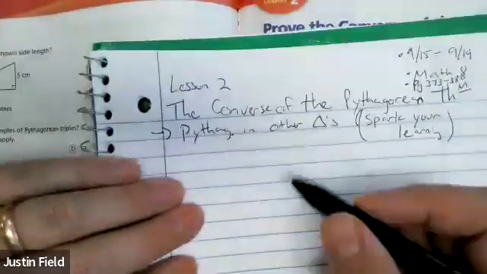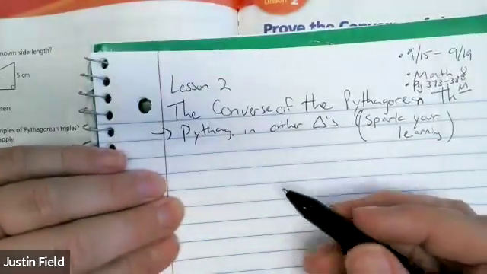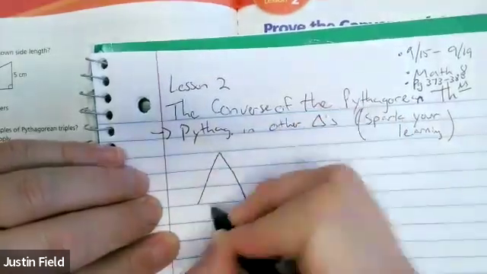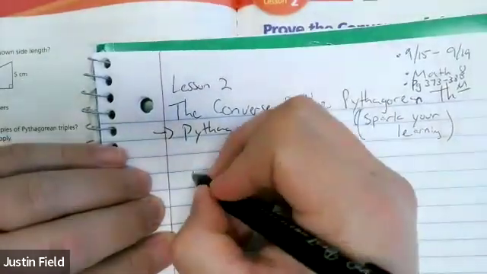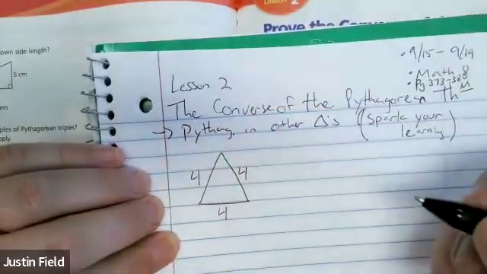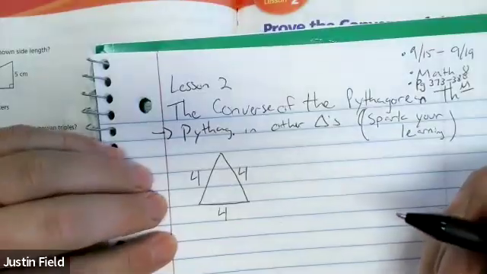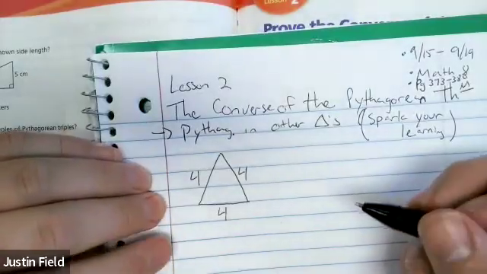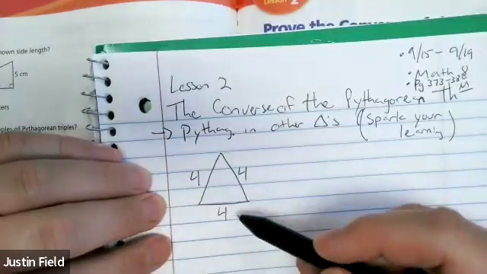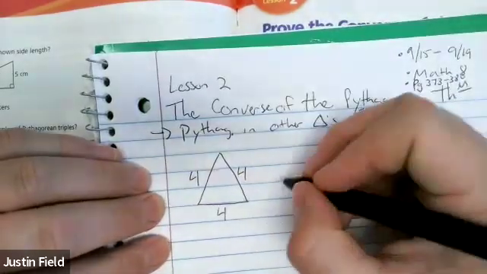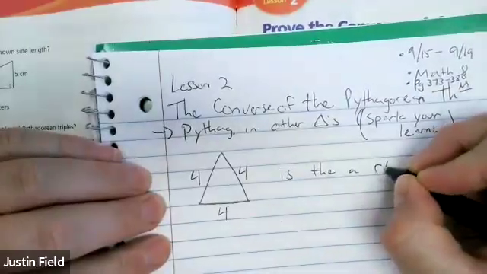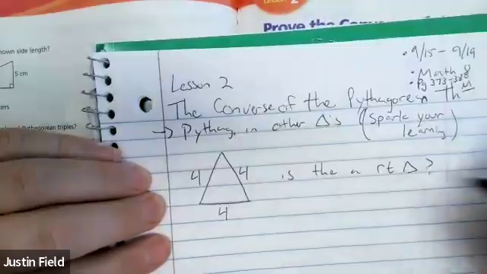All right, so let's investigate our other triangles. Let's draw a triangle that looks like this, and we'll say it's 4, 4, 4. I don't know, 4 feet, 4 miles. It could be 4 something. But anyway, it's 4 units on each side. Is that a right triangle? Is this a right triangle?